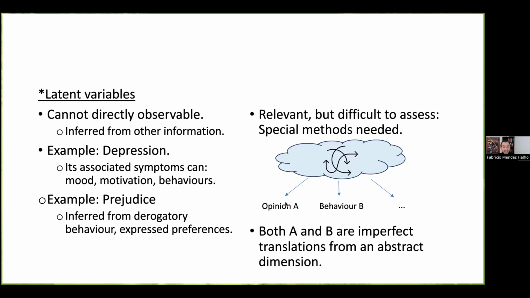As you can see, these are very important to understand some social phenomena, but these opinions and behaviors are just imperfect translations from this more abstract principle or dimension, right? In the social sciences we sometimes discuss so many ideas, behaviors, phenomena or concepts that we cannot observe directly, right? Concepts are a great example of that. We have an abstract idea of what something is, but we can only observe that indirectly in how it's manifested.